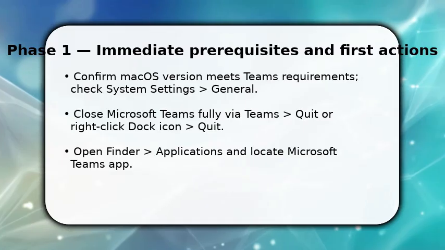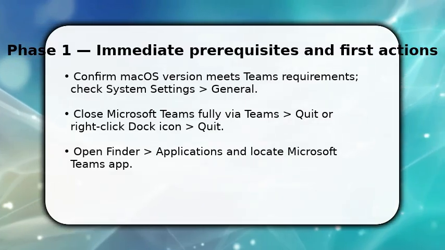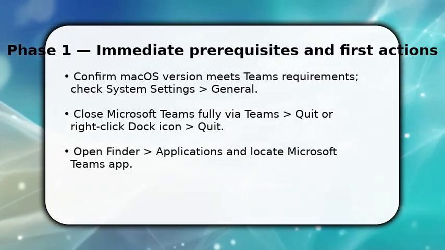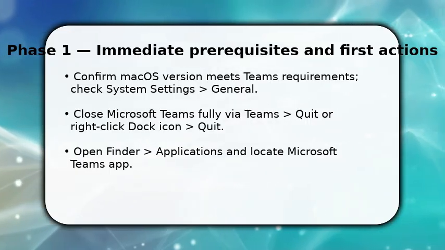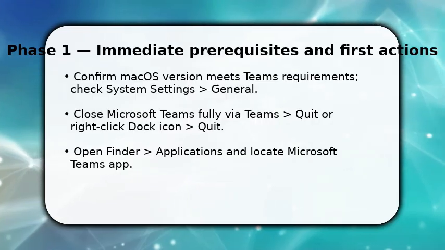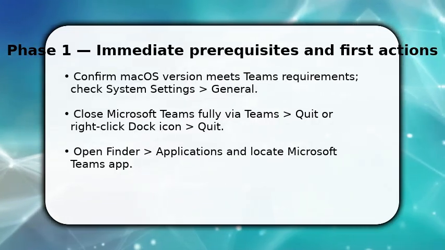You start by confirming the Mac OS version and closing Teams completely. This prevents conflicts during the update. Once done, open Finder and go straight to Applications. Locating the Teams app prepares you to trigger an update manually.